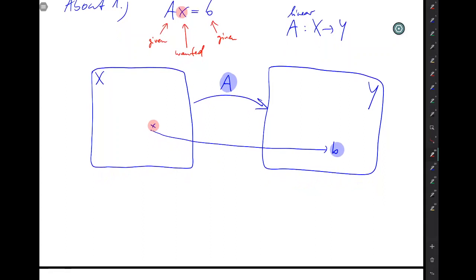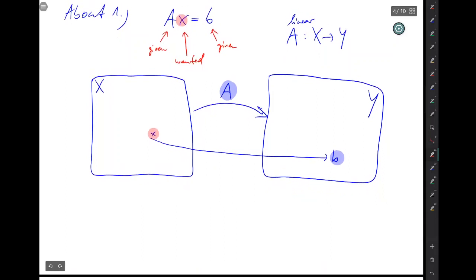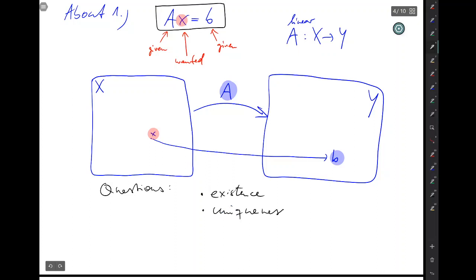Questions that we ask ourselves when we see an equation like this are, at least, the following two questions. First of all, existence, and second, uniqueness of solutions x in X.